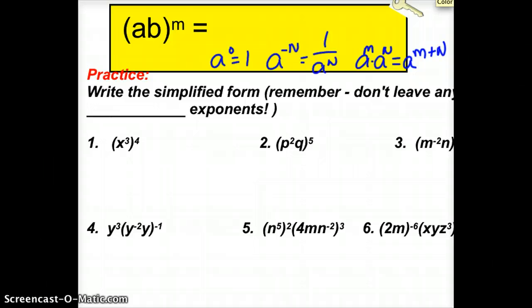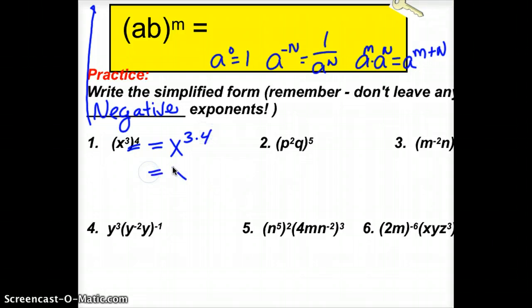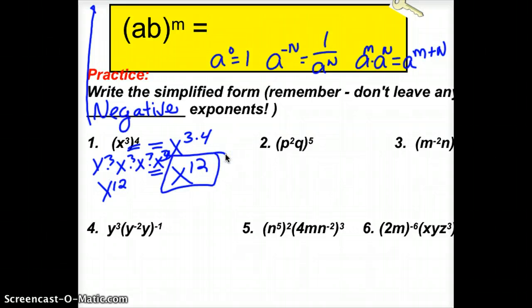So this says write the simplified form. Remember, don't leave any negatives. We don't want any negatives in our answers, so all of those get to be sent. All right, so the first one up is power to a power. And our property that we wrote up above in the first yellow box says you can simply multiply those exponents. You don't need to write x to the 3rd times x to the 3rd times x to the 3rd 4 times, because you will always get the product. Okay, so that one's done.